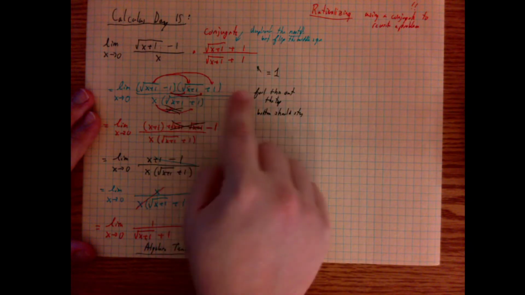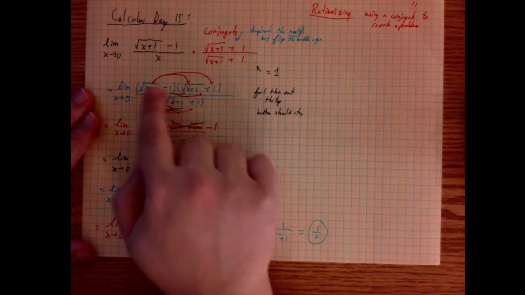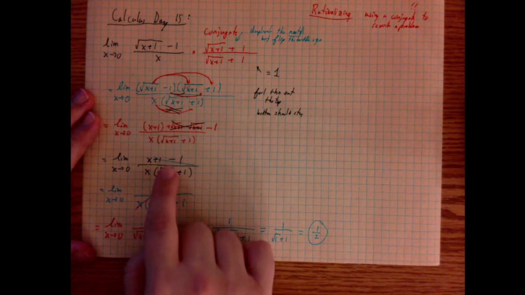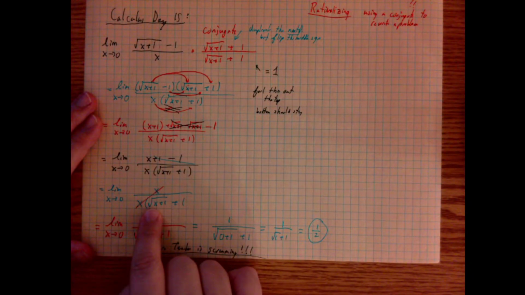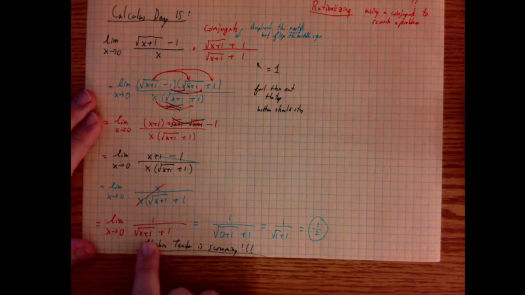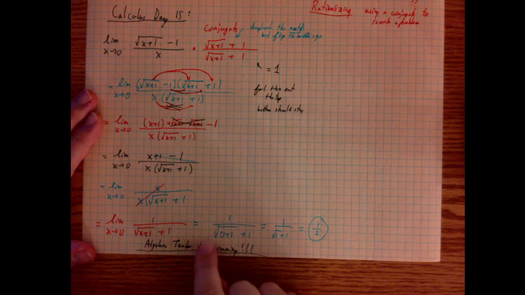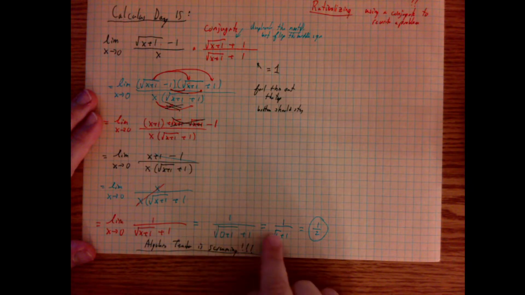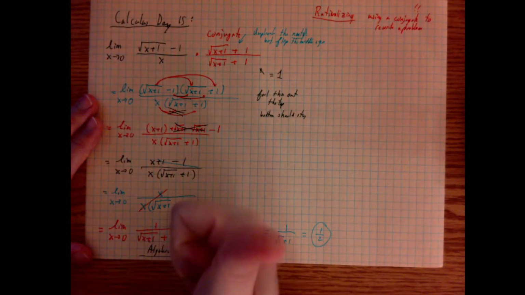When we do that piece, we then FOIL at the top but leave the bottom alone. So we FOIL this thing out, becoming this equation. We simplify, we cancel, we're left here. Algebraically, this one can be done. We plug in 0. So 1 over the square root of 0 plus 1, plus 1, and then we simplify, getting down to 1/2. And that is the correct answer.